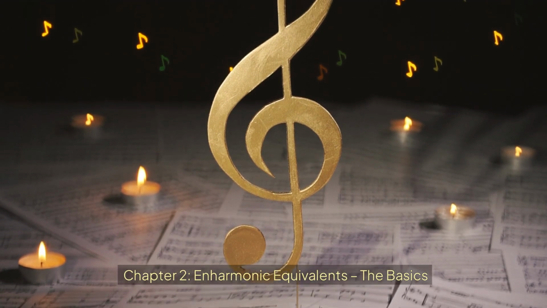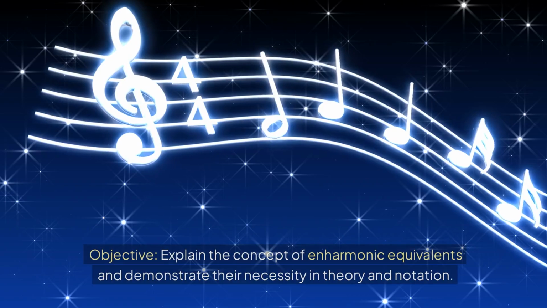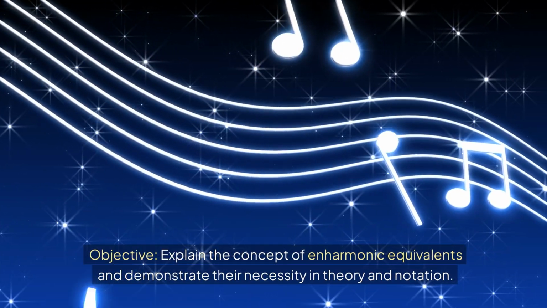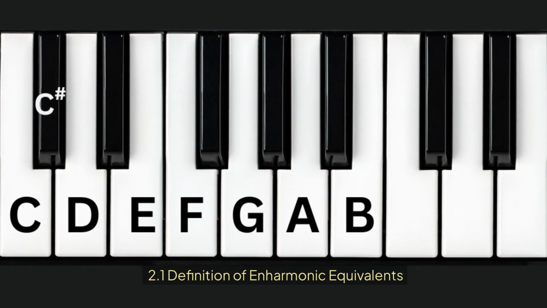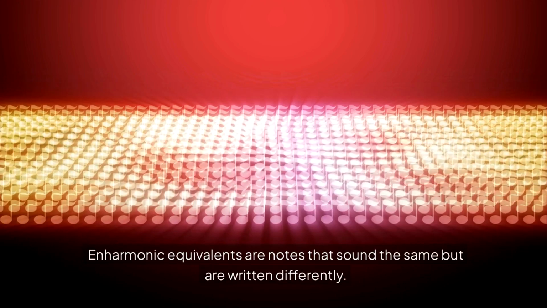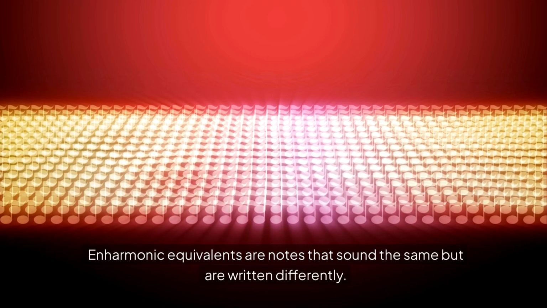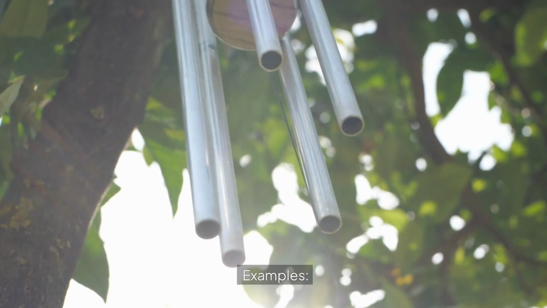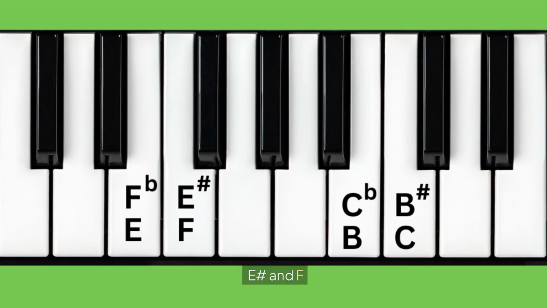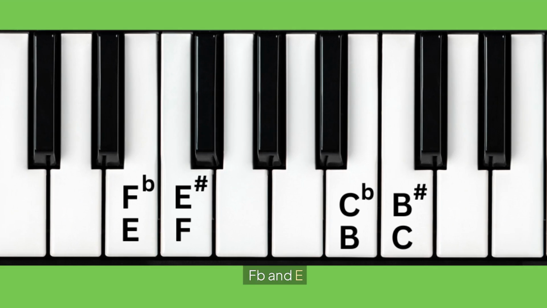Chapter 2. Enharmonic equivalents. The basics. Objective: explain the concept of enharmonic equivalents and demonstrate their necessity in theory and notation. 2.1. Definition of enharmonic equivalents. Enharmonic equivalents are notes that sound the same but are written differently. Examples: B sharp and C, C flat and B, E sharp and F, F flat and E.